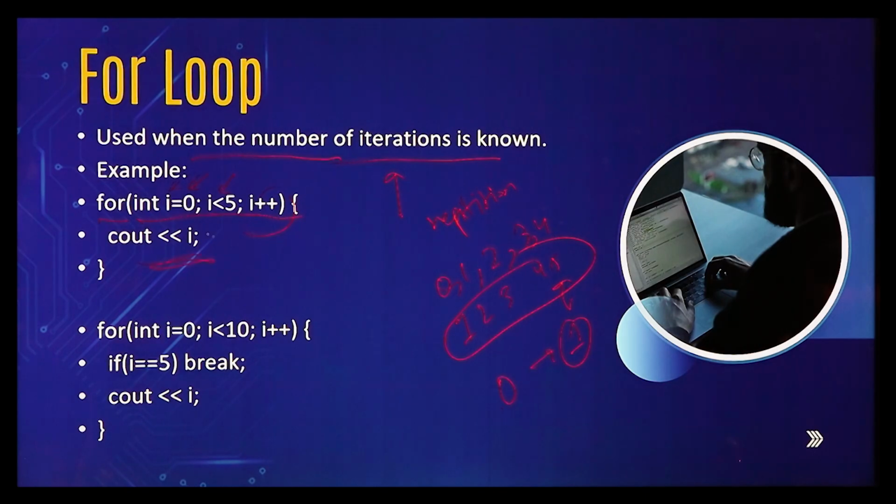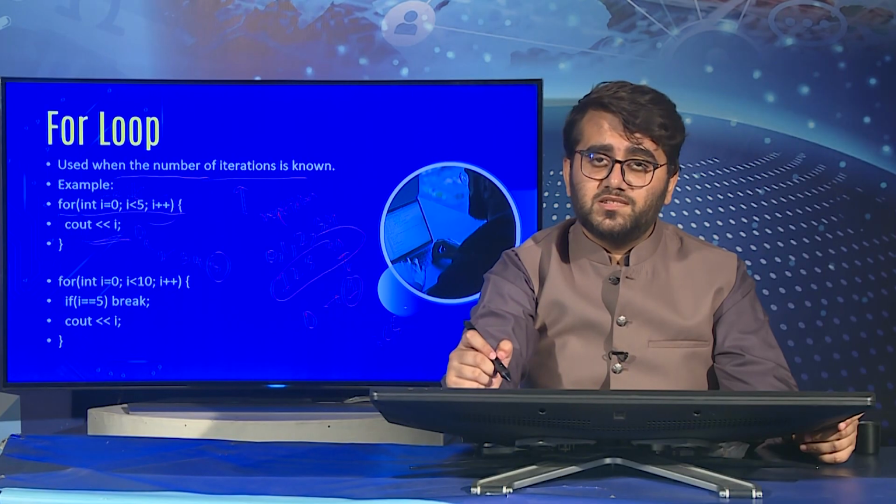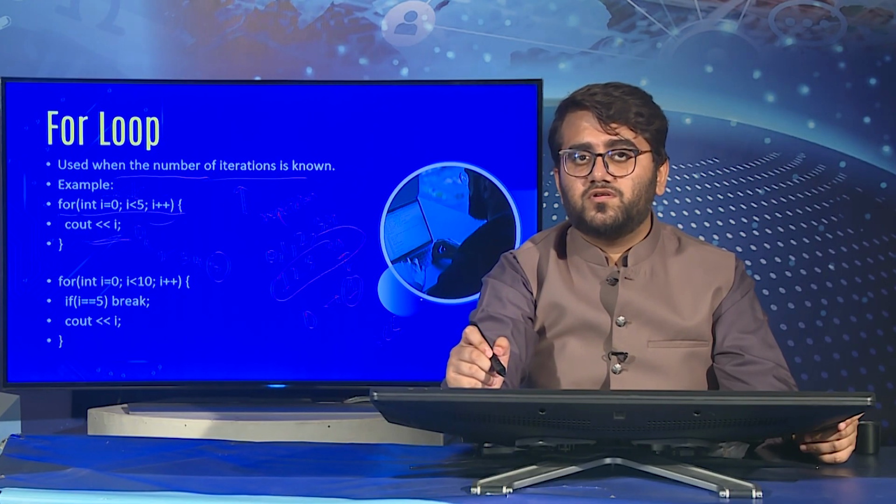So if we output the value of I, first it is going to be 0, then it is going to be 1, then it is going to be 2, 3, 4. And we are not going to print 5. Why are we not going to print 5? Because of this particular statement, I is less than 5. If I is less than 5, then 5 is not going to be printed.